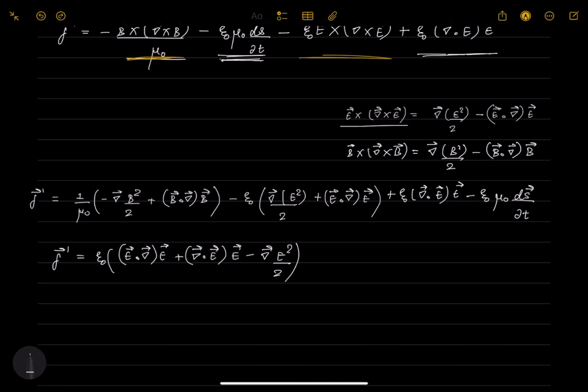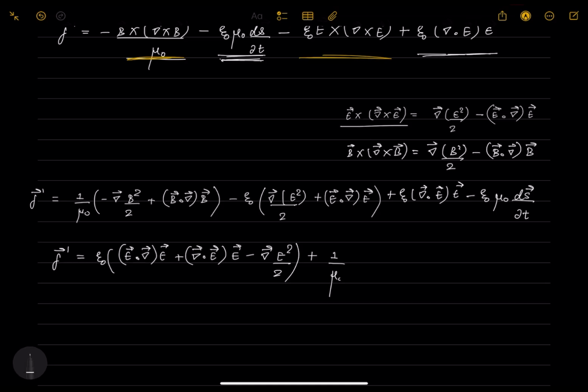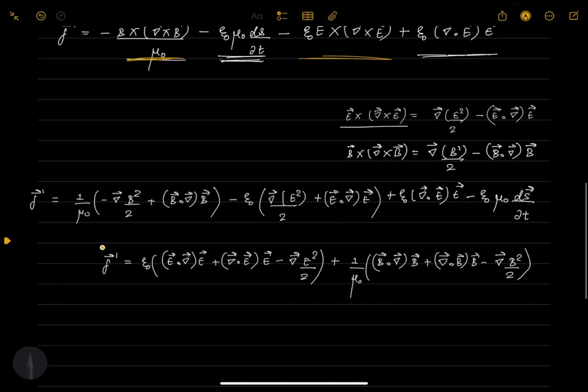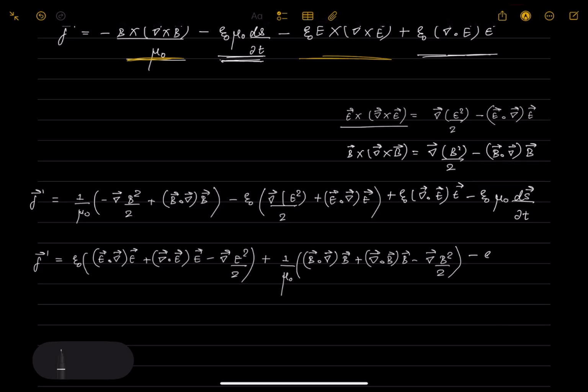And for the B, it's basically this factor of permittivity replaced by 1 over permeability, and it's basically the same thing, right? B dot delta B plus delta dot B minus the gradient of B squared over 2 scalar term, right? This whole thing subtracted with the Poynting vector term, which involves, I think we can write the permeability times the permittivity as 1 over c squared, c being the speed of light, right?